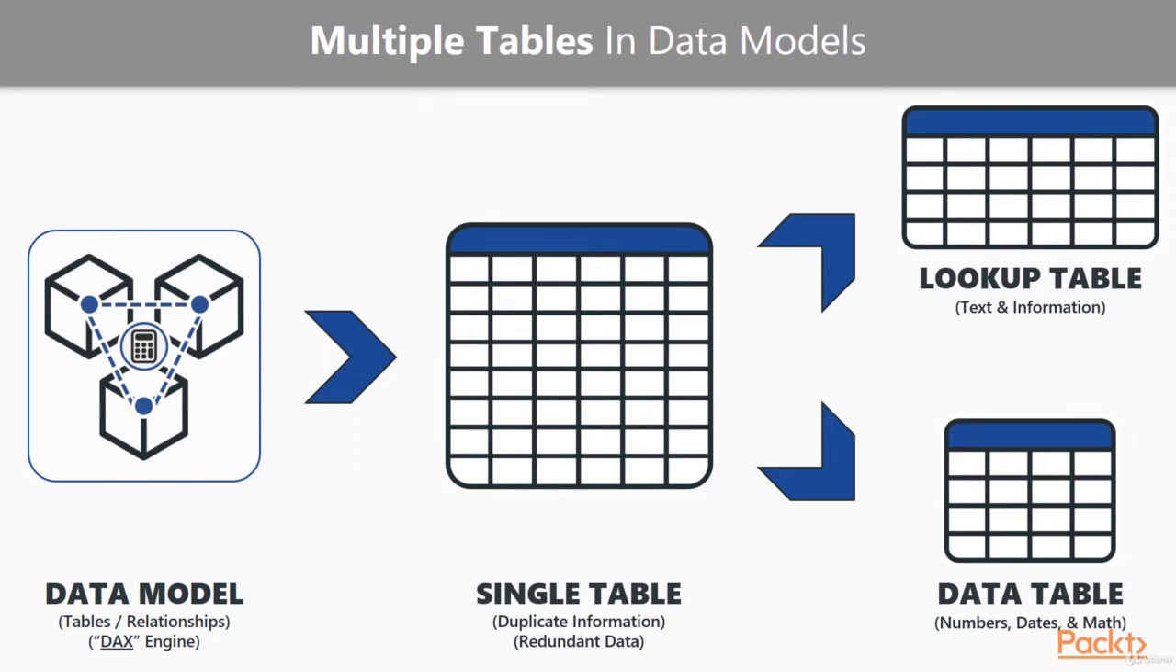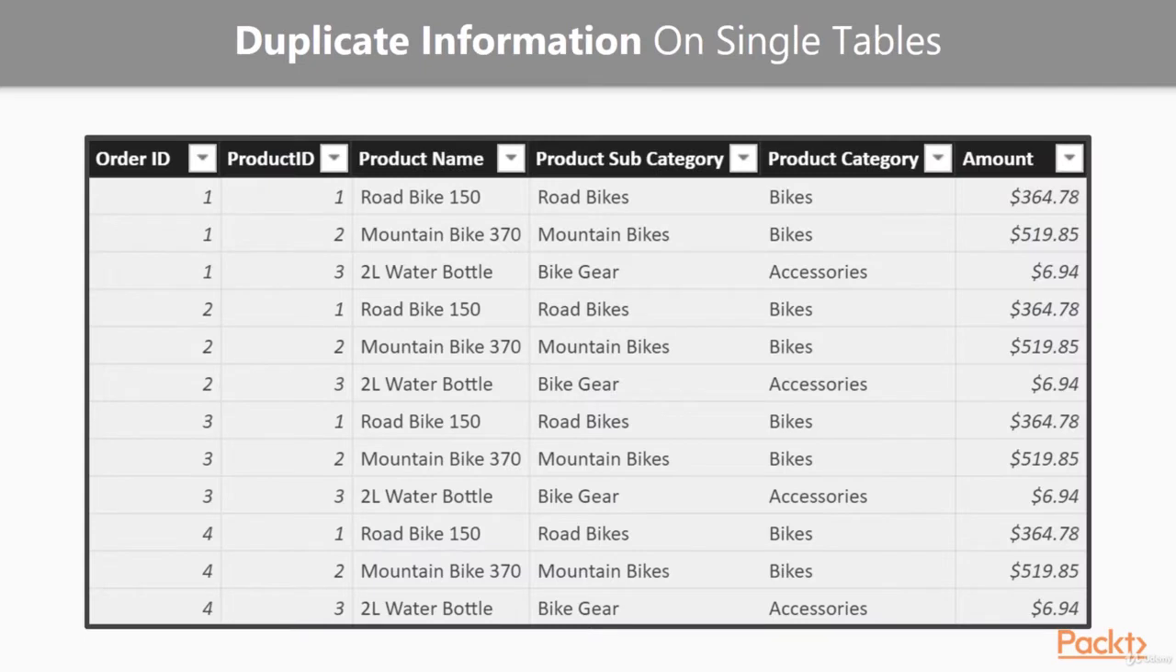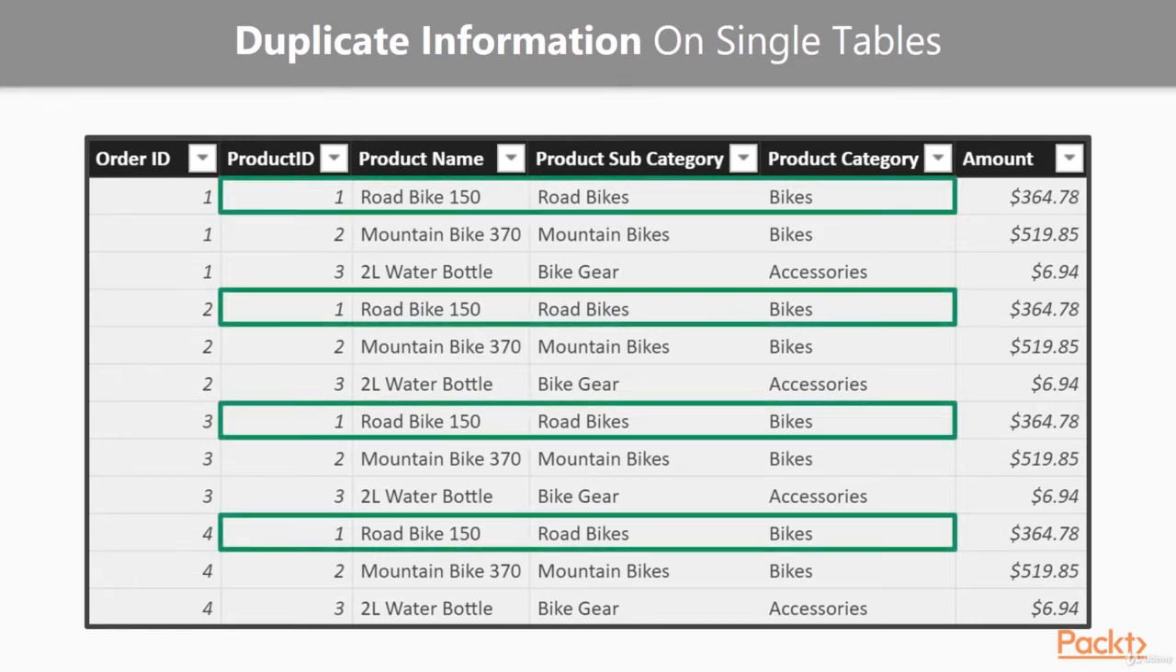So, let's talk through an example of why we want to avoid this single table design and instead use a multi-table design in our data models. Here we have an example of a single sales table that contains all the information about product sales. Take a careful look at the rows and see if you can identify where there exists duplicate values. Specifically, all the product information exists on more than one row. Using Road Bike 150 as an example, that alone has the same values repeated on 4 different rows.